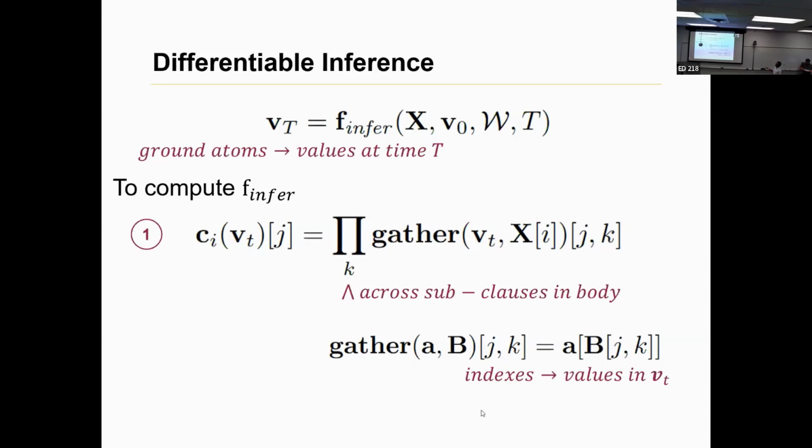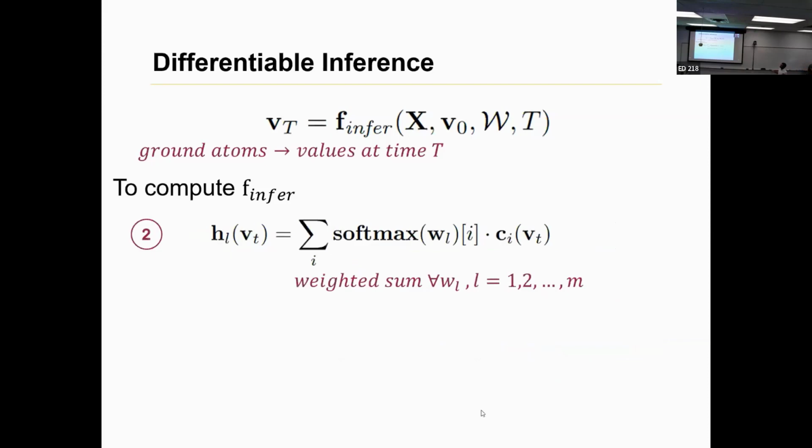So how do we compute F infer? We first get this value, which is a function for the clause I for a particular time step: the valuation function corresponding to a particular time step and a particular ground atom. And we do a logical AND. This is a product, which in the logical domain becomes a logical AND across the subclauses. And what does this gather function say? It's a mapping from the indexes, which we saw in the previous example. We had 0, 1, 2, 3, 4, 5, it could be anything. We map from the indexes to the values in the valuation function, so any index becomes either 0 or 1, and then we can take the logical AND.